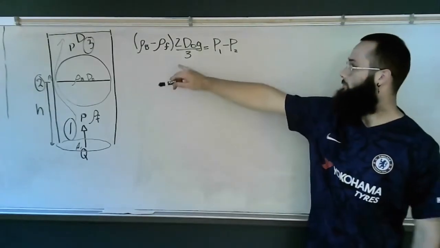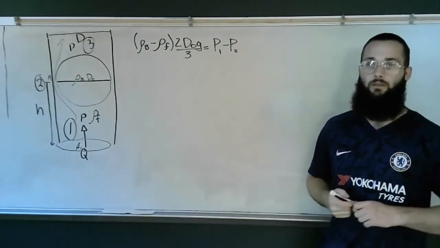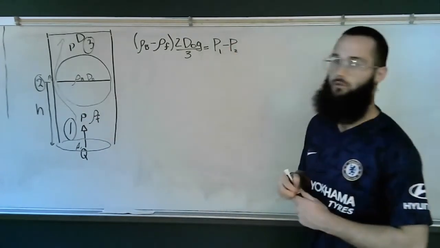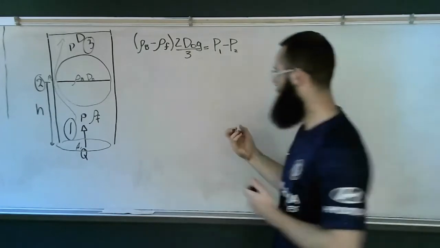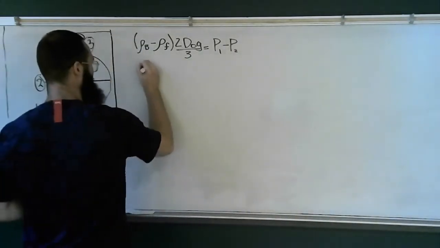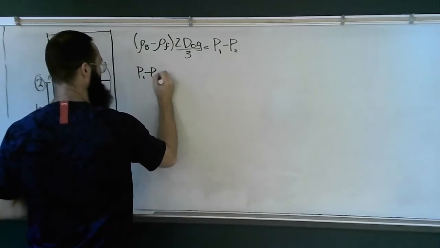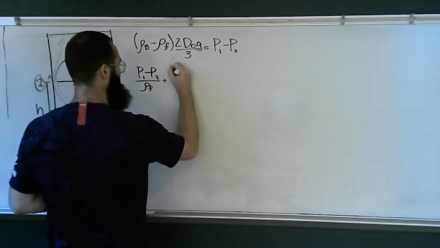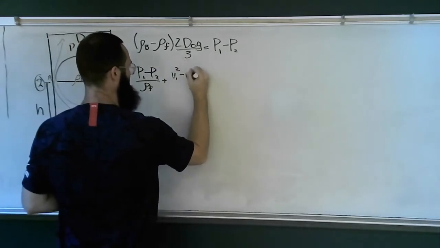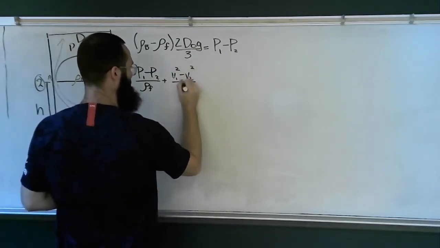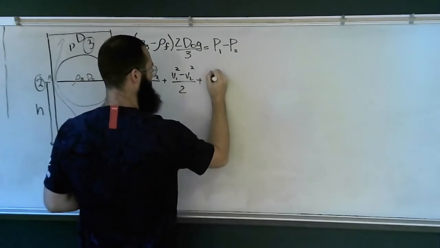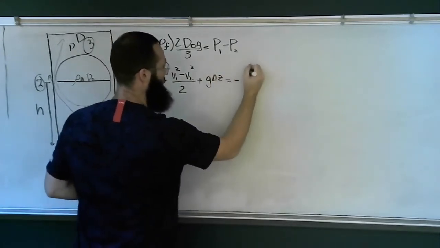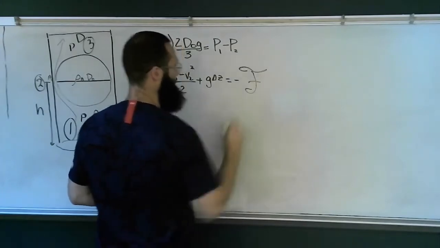So now that we have this relationship for the force balance on the ball, the next step is to do an energy balance at point 2. In order to do that, we'll need to use Bernoulli's equation. So I'll go ahead and write that out. P1 minus P2 over the density of the fluid plus V1 squared minus V2 squared over 2 plus g delta Z equals negative frictional heating.